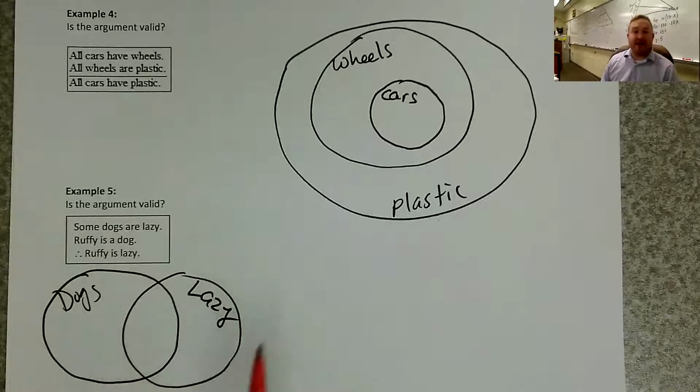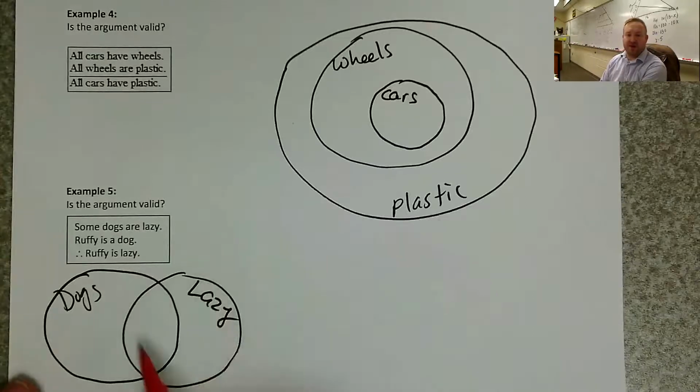Okay, this one, some dogs are lazy. You'll notice that now my circles are just intersecting. I have a circle for everything in the world that is lazy, and I have a circle for every dog in the world. Now, some of those dogs are also in the lazy circle, and some of the dogs are not in the lazy circle because only some of them are lazy.